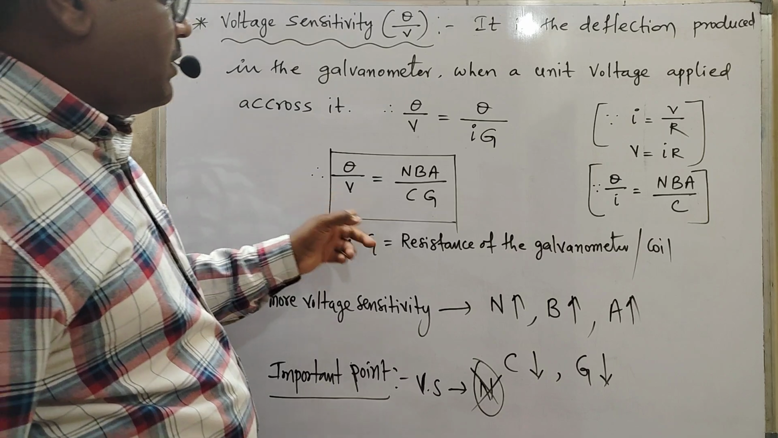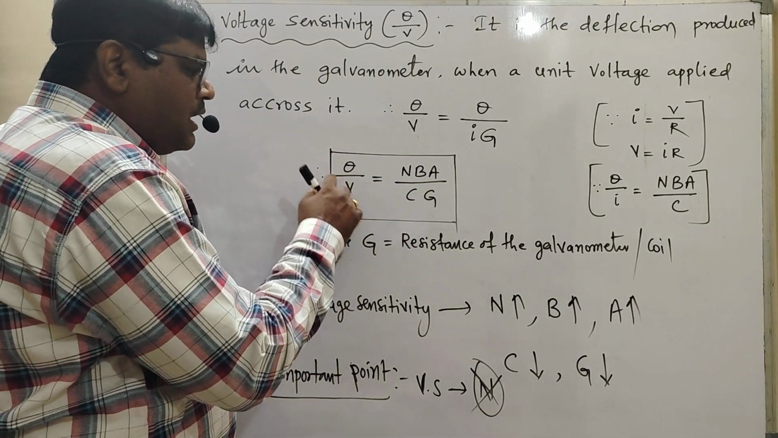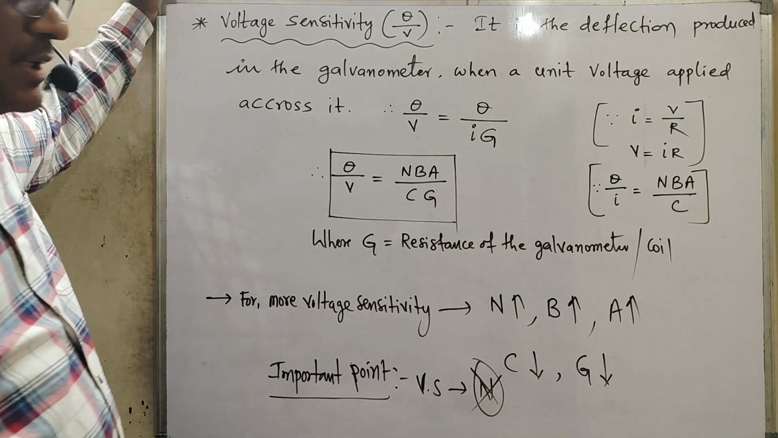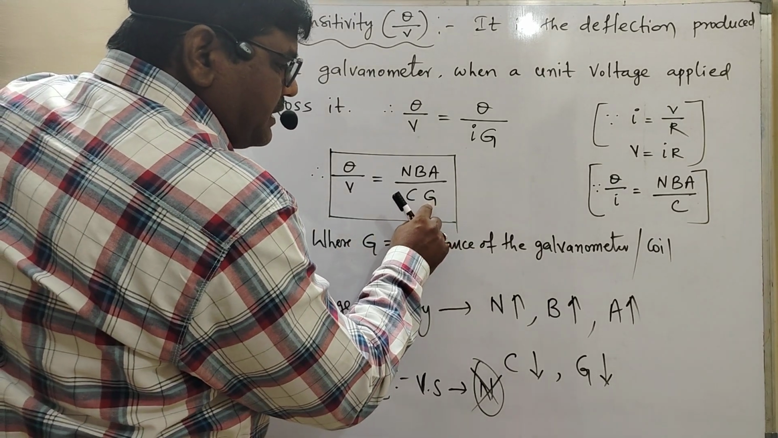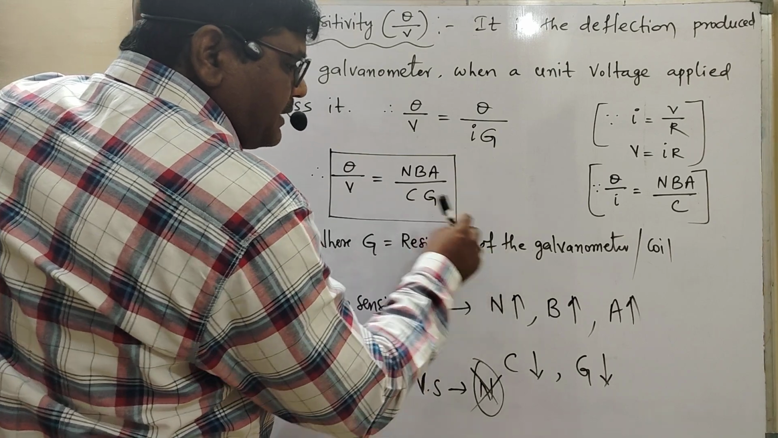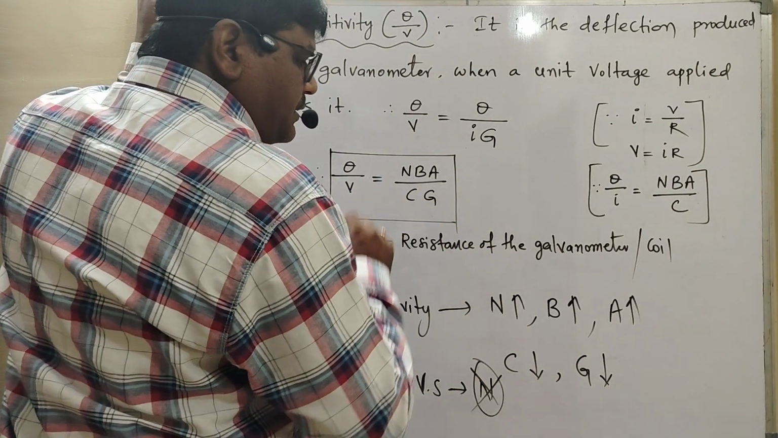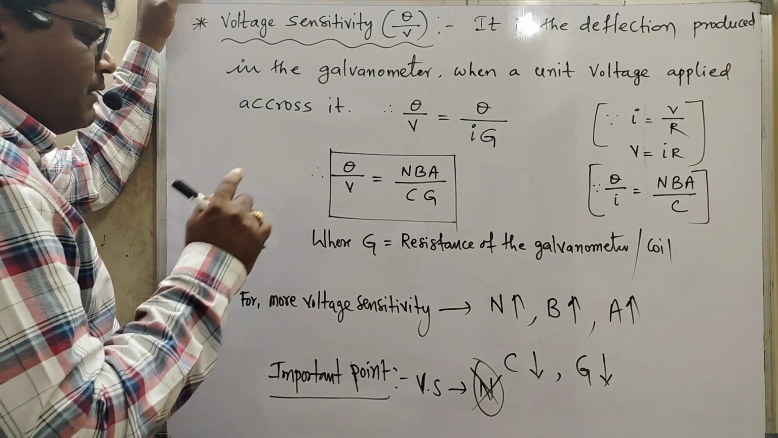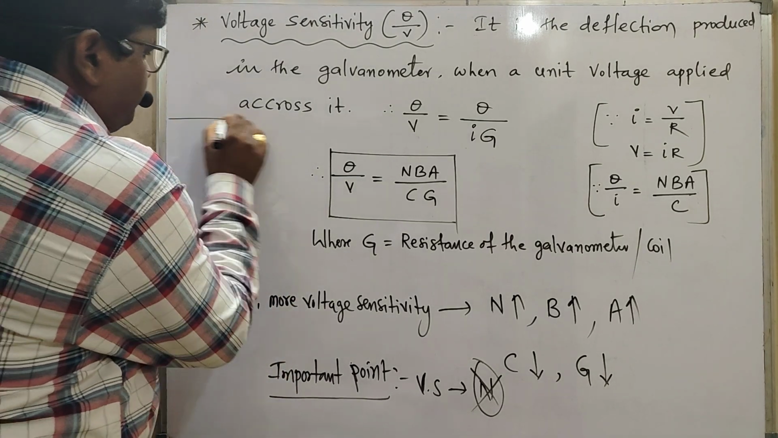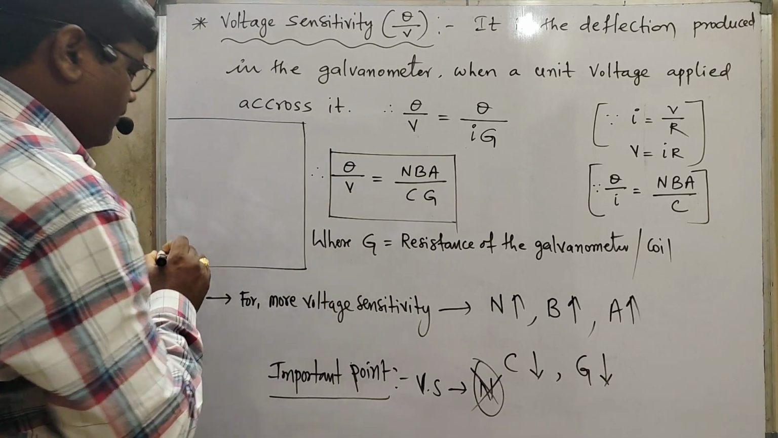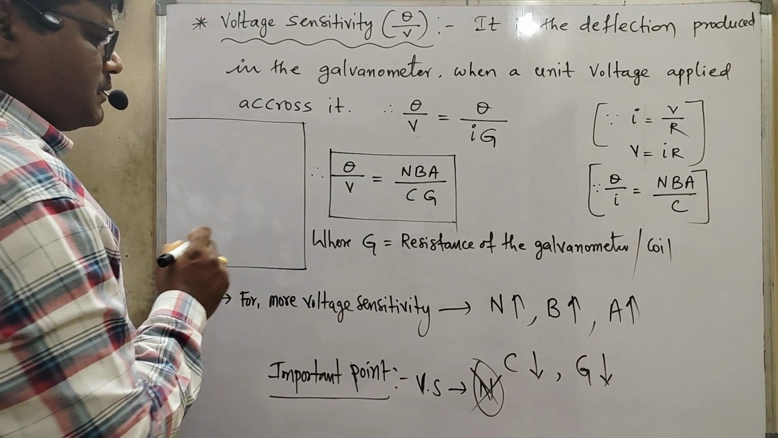What is it, sir? According to this formula, we can say that if the number of turns in the coil increases, voltage sensitivity should increase. But it is not like that. If you see in the denominator, here the G is the galvanometer resistance, the resistance of the galvanometer. One important concept, try to understand. What is the reason it is independent of the number of turns?